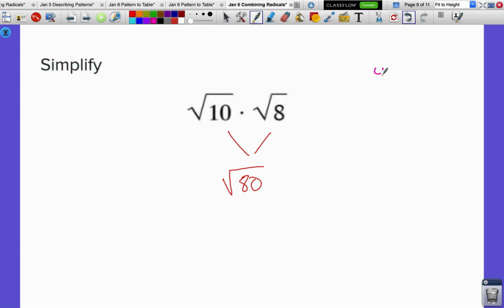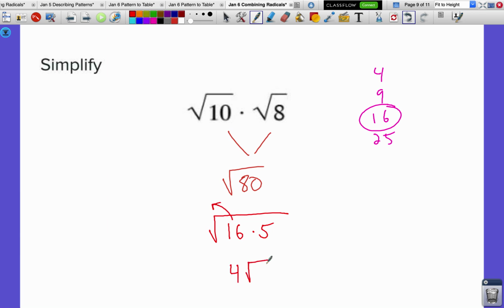So if I write out my perfect squares, 4, 9, 16, 25, I get that actually 16 is the largest perfect square factor. Now that I've put these two numbers together to get an 80, I'm going to split it apart, but this time into 16 times 5, and then the 16 can jump out as a 4, and this can become 4 root 5. So the square root of 10 times the square root of 8 becomes 4 root 5.